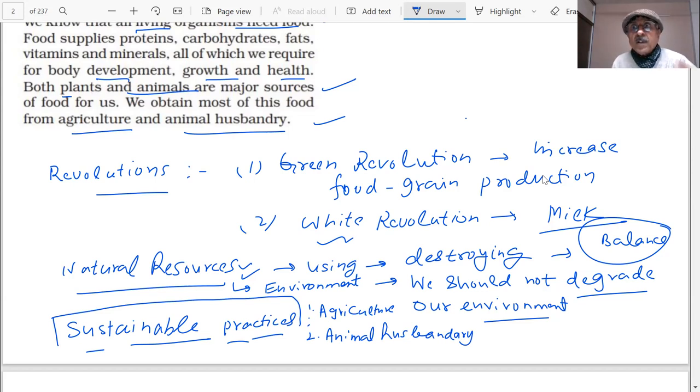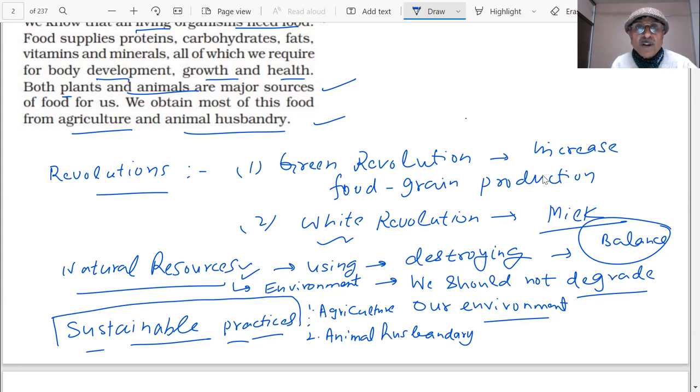Whatever practices we are adopting, they should be sustainable. They should be lawful. They should be legal. What it means? That should be sustained. They should not destroy the balances. They should not disturb the environment. They should not exhaust our natural resources completely. So the environment has to be maintained, balance should be maintained.